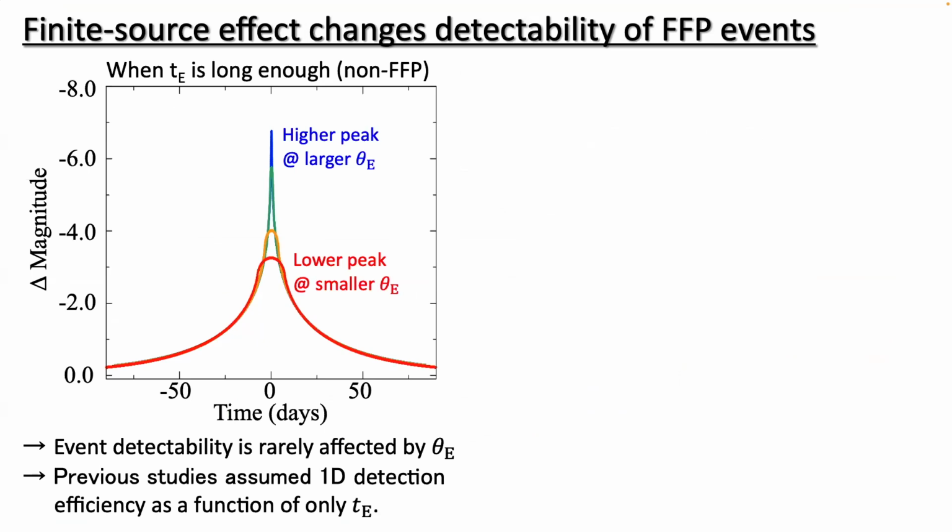As I said, conventionally the 1D detection efficiency as a function of tE was assumed, since this light curve shows the case where tE is long enough, for non-FFP events. In this case, the finite source effect affects only the peak part of the light curve. So the event detectability itself is rarely affected by the theta E value. This is why previous studies assumed 1D detection efficiency as a function of only tE.